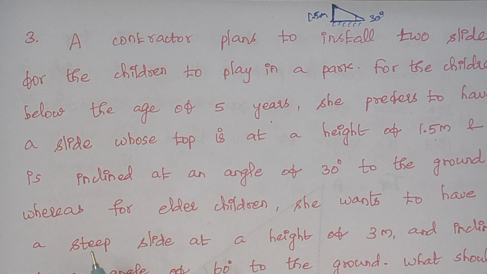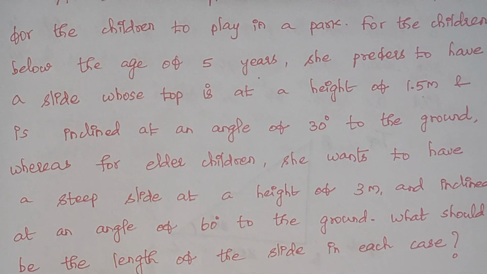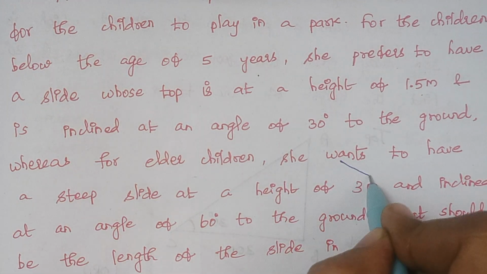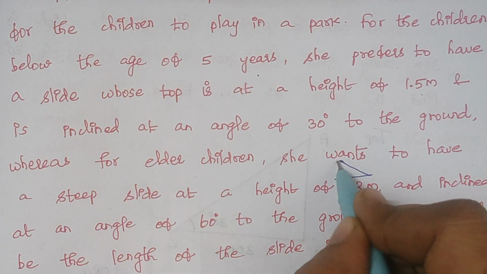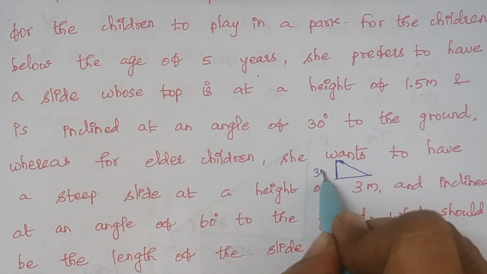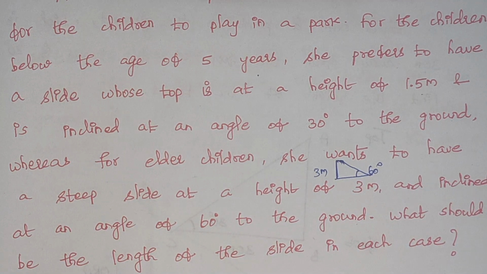Right. Now, whereas for elder children, she wants to have a steep slide at a height of 3 meter and inclined at an angle of 60 degree to the ground. So here how is your slide? You see, there is a slide, right? The same thing here. But what about the height? Since it is for elder children, the height here is 3 meter and the inclination angle is 60 degrees, right?